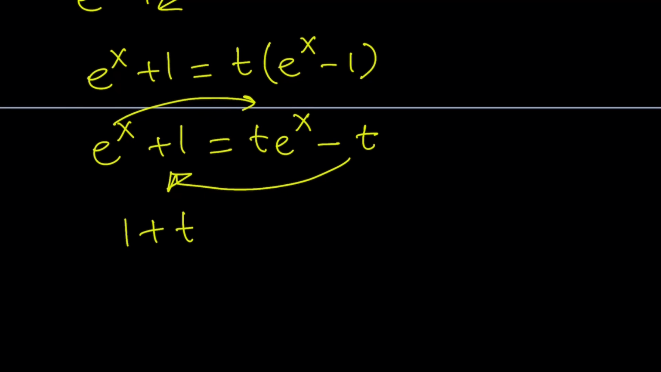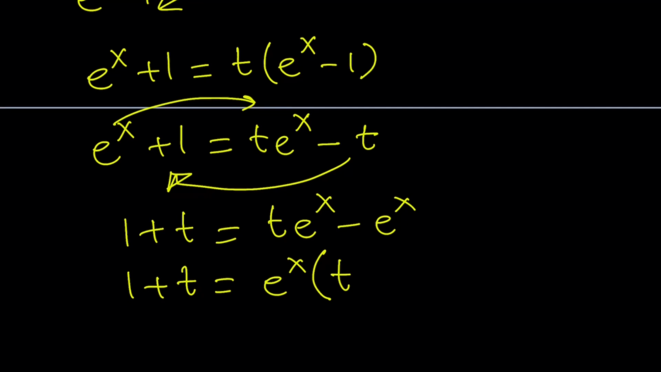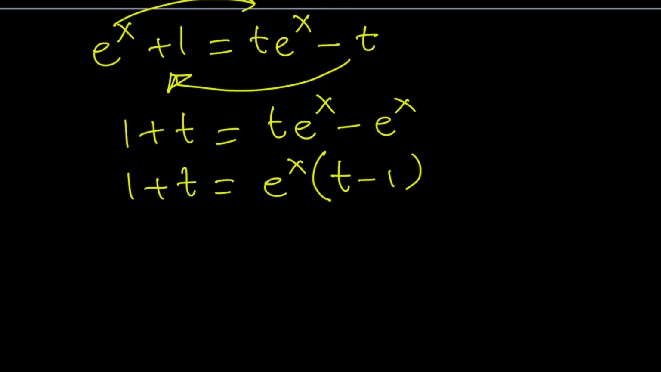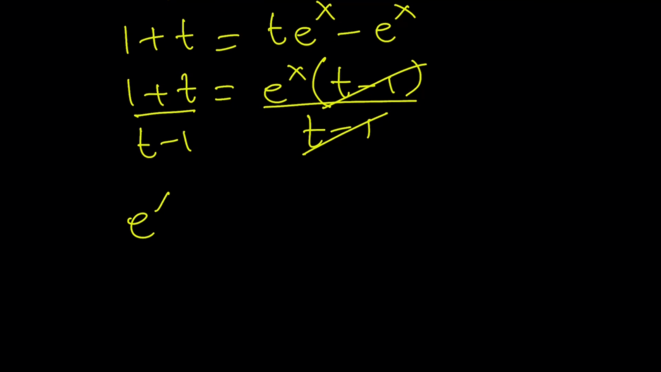1 plus t equals t e^x minus e^x, and then 1 plus t equals e^x times (t - 1). Notice that you need t to get t e^x, so we're basically factoring out e^x. Make sense? Then divide both sides by t minus 1, and you get e^x by itself. But let's write it with e^x on the left-hand side, a little nicer, in standard form. Otherwise the teacher is going to be mad at us, right? We always have to write in standard form. So this is what we got for e^x.